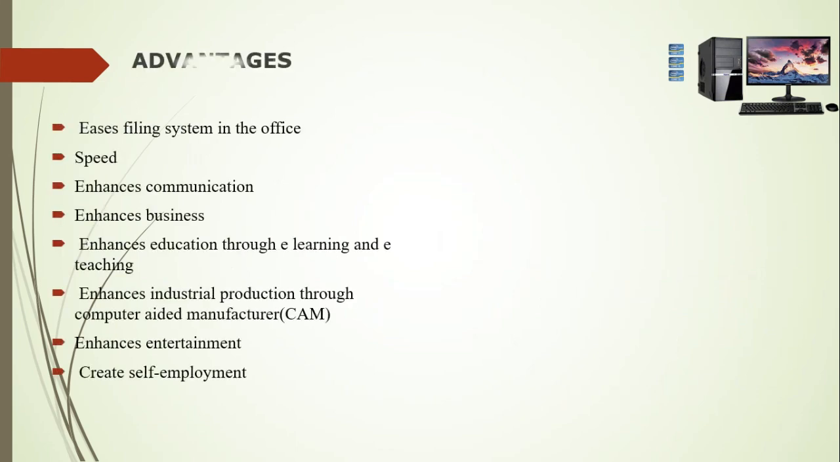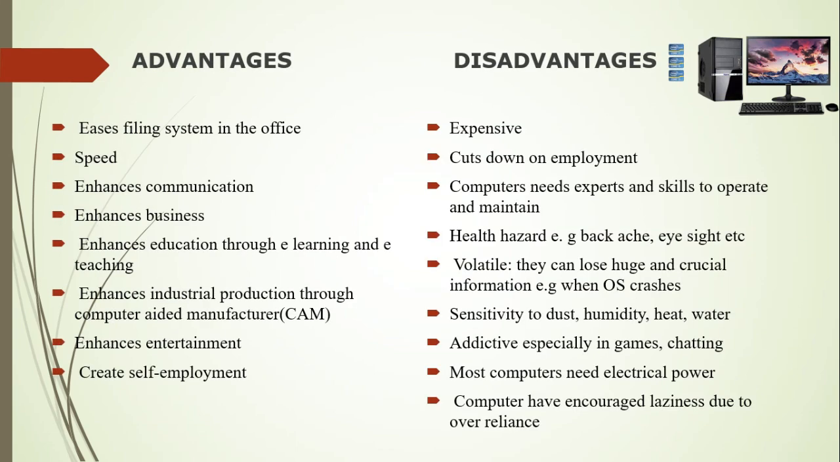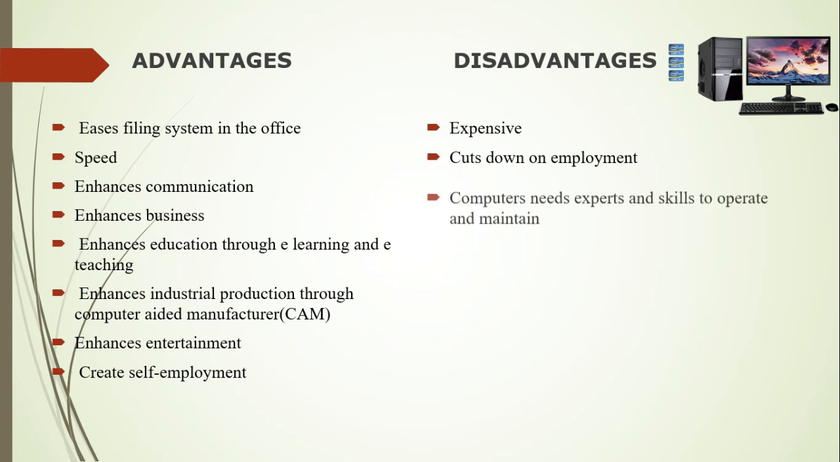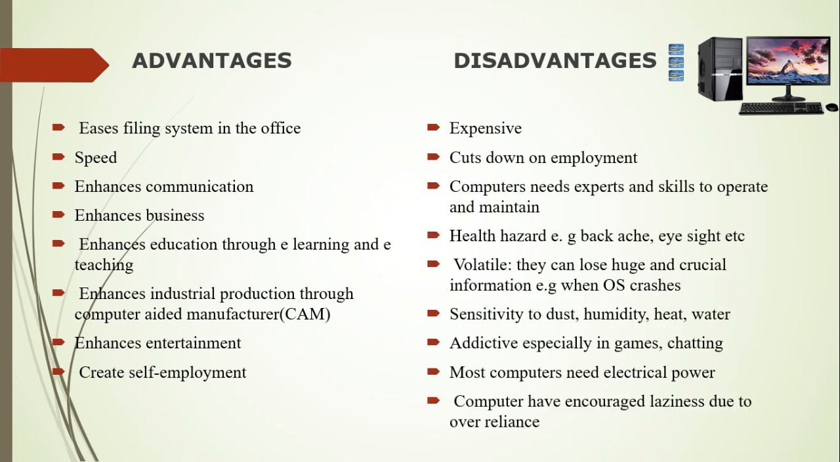Now, from there we need to see the advantages and the disadvantages of a computer. The first advantage is an easier file system in an office. It helps to minimize storage space. If you can imagine having a big room where you store your files, you only need one computer to hold the same files. You don't need to sort anything manually; you just sort them automatically in the computer. So it helps in that.